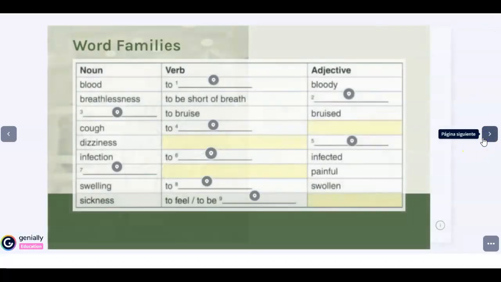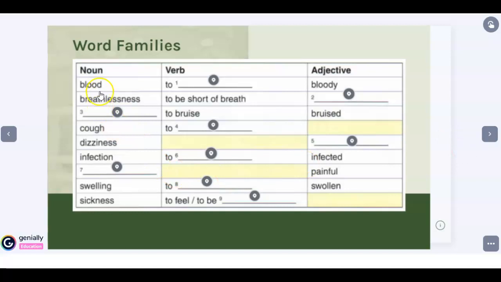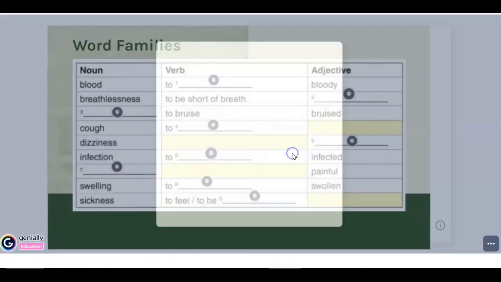I don't know if you were paying attention to this, but sometimes we were saying blood, and sometimes we were talking about bleeding, or bleed. Sometimes we were talking about cough, and then we were talking about coughing. We were talking about dizziness, and we were talking about dizzy. Why? Well, these are word families.